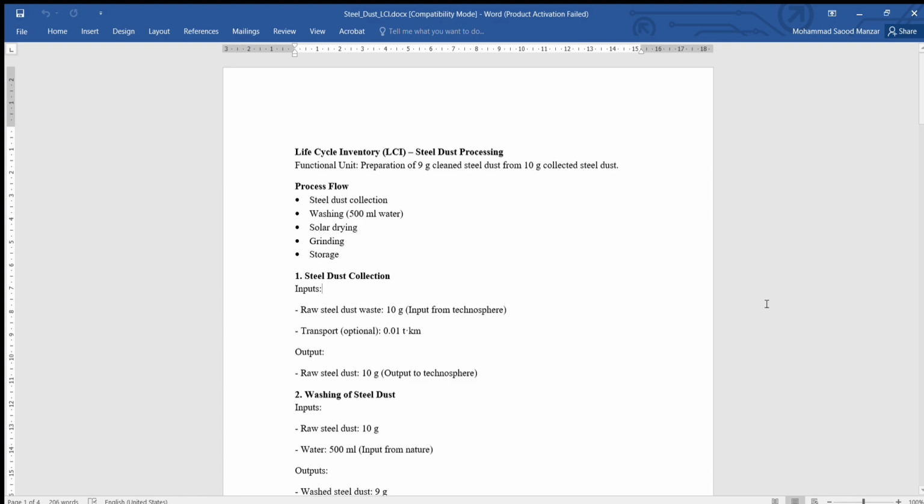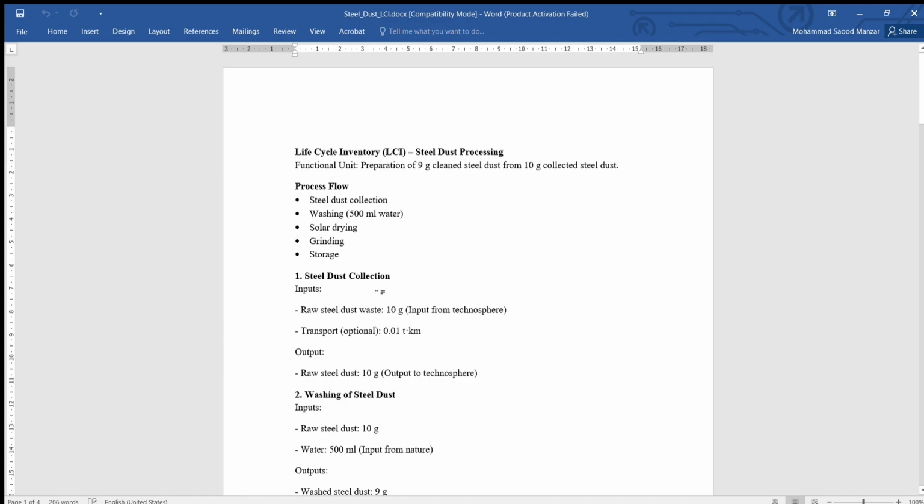Now the interpretation: we have to analyze the results and draw conclusions. So in SimaPro, we need the inputs and the outputs. Input means the things which are entering the process. For example, if you can see the process flow here, we are going to collect the steel dust, wash it, do solar drying, grinding, and storage.